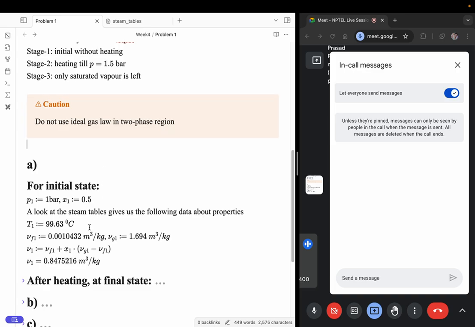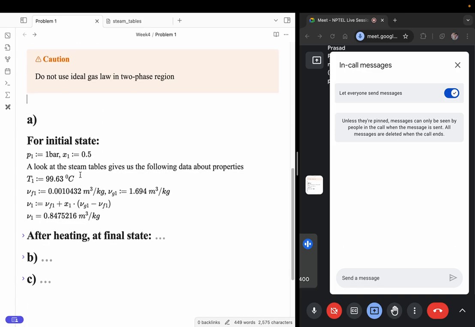I've just taken the values directly from the table. This is my initial state, with Vf for the liquid, the saturated liquid state, and Vg for the saturated vapor state. So I have these values. In order to calculate the specific volume at a different vapor fraction, all I have to do is take Vf plus the vapor fraction times Vg minus Vf.